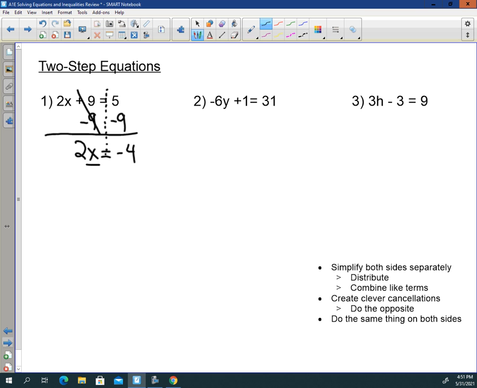Now divide by 2 on both sides. And then you have that cancellation, and x equals negative 4 divided by 2, which is negative 2, and you're done. Let's take a look at number 2.